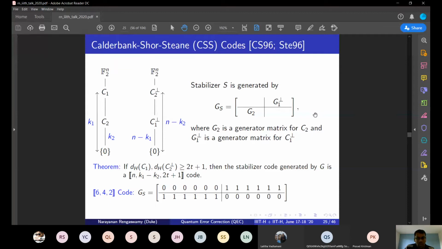Technically, how this construction comes about is you take two classical codes, C1 and C2, where C2 is a subcode of C1.